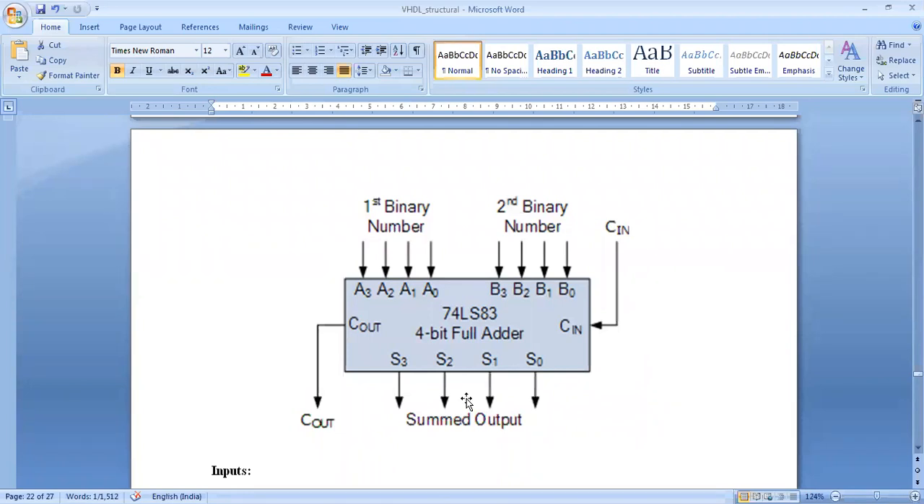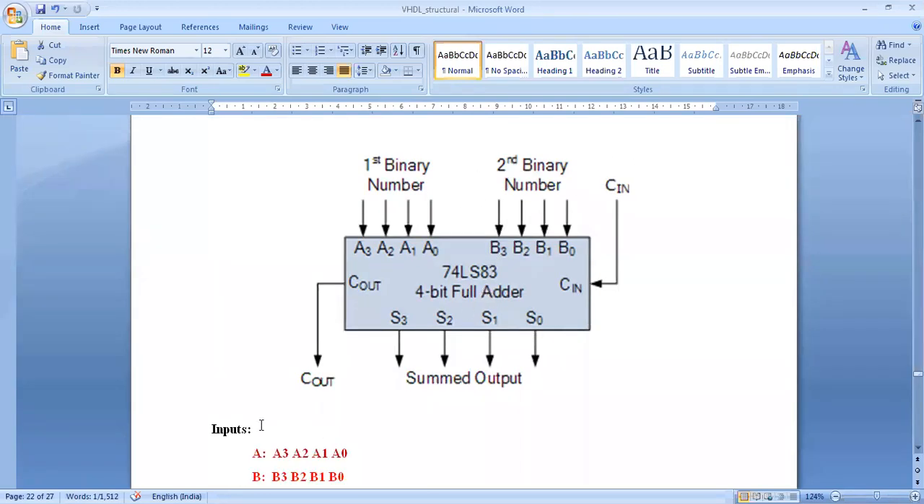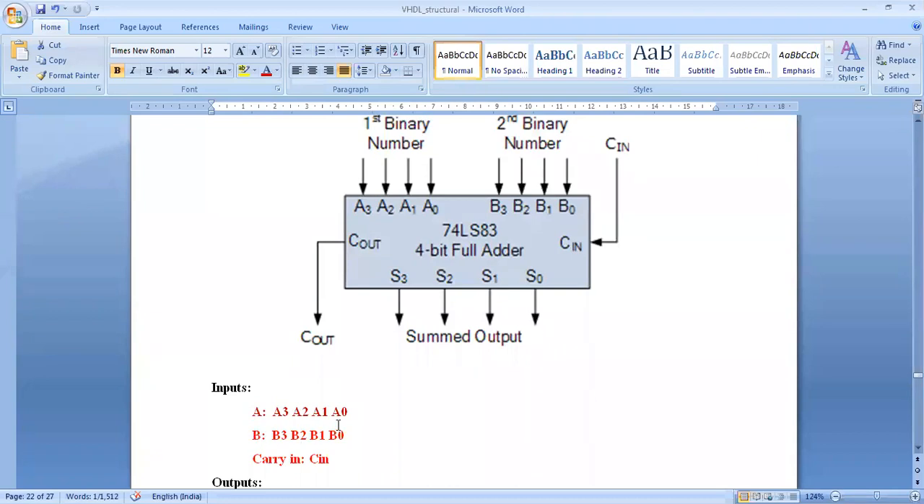A1, A2, A3, A4, B1, B2, B3. So here we have two operands. The first thing to notice is that we have two operands, digital number 1 and digital number 2, A and B, each of size 4. And what is the other input? Carry in is the other input. So the inputs are A and B, the operands, A0, A1, A2, A3, B0, B1, B2, B3, and the carry in signal.